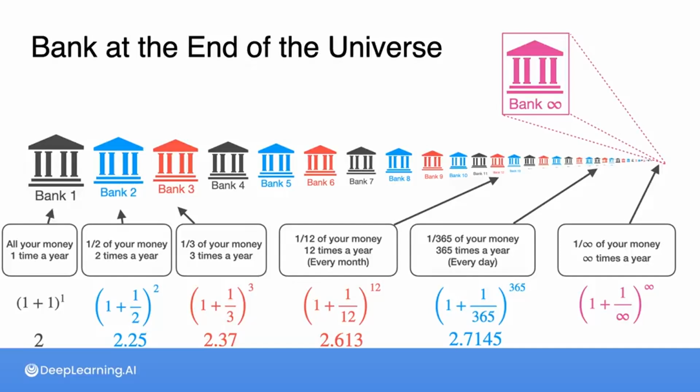Gets closer and closer and closer to a particular number, and that number is 2.71828182, or the number E. So E is the amount of money that you get at the end of the year in bank infinity, if bank infinity gives you an infinitesimal of your money every single instant. And that is one way to look at the number E.